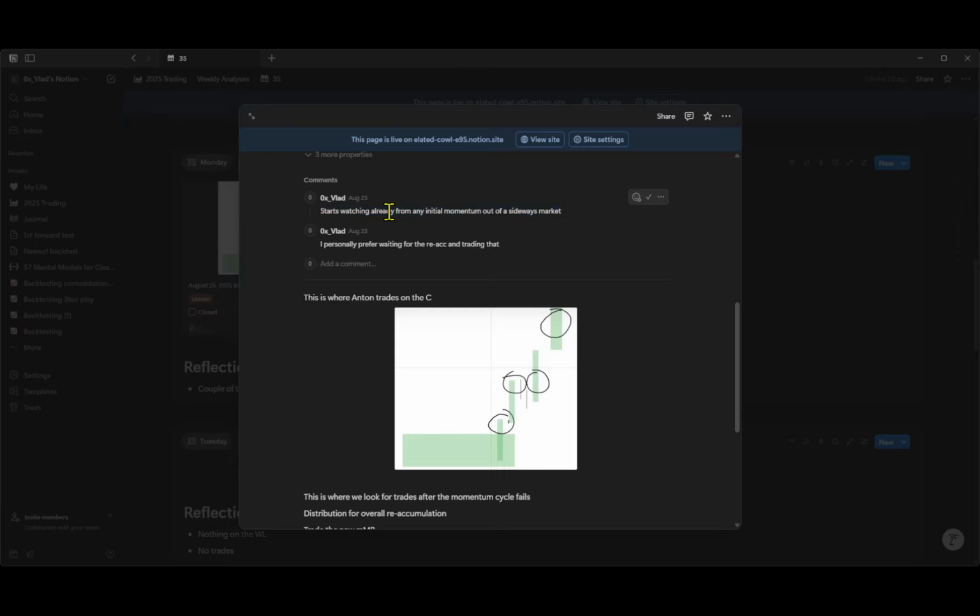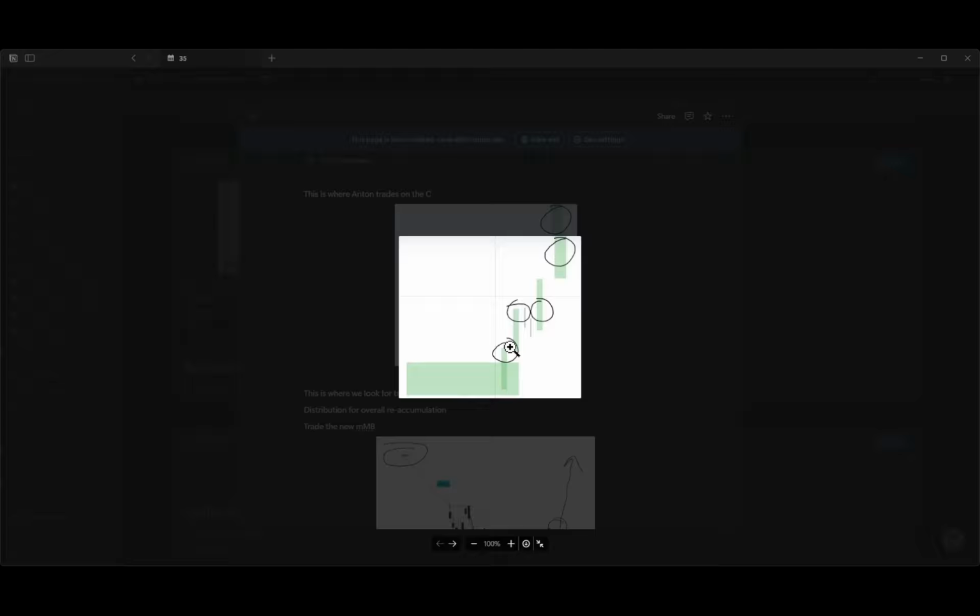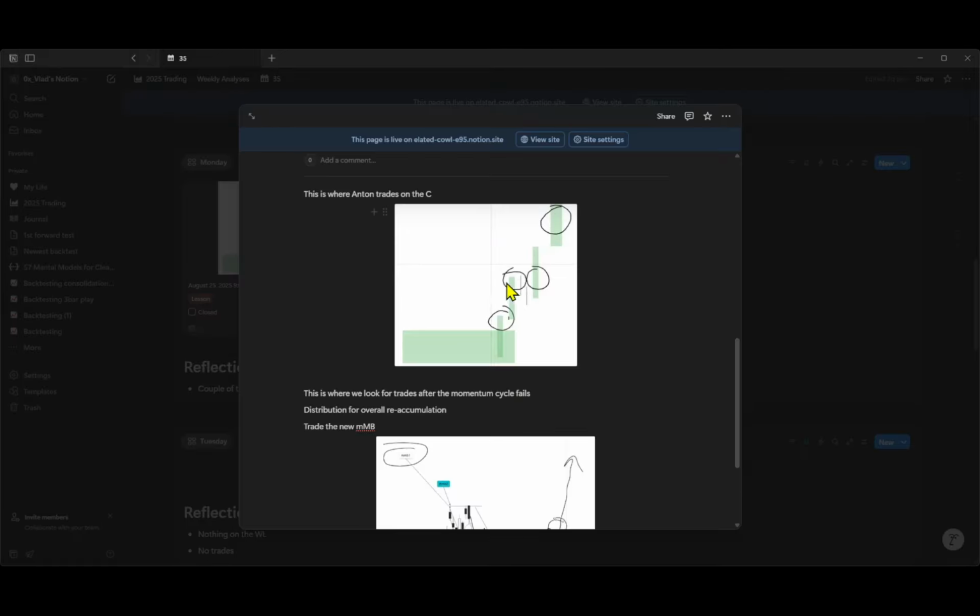So he starts watching from initial momentum out of the sideways market, and I personally prefer waiting for the react and trading that. Yep, makes sense. So these are the areas where Anton is already watching. And to be fair, I often do exactly the same, but sometimes when my higher time frames aren't as clear, especially when my C isn't as clear, then I don't really trade here, and I trade after the reaccumulation.